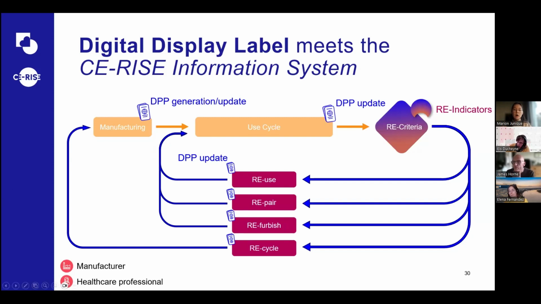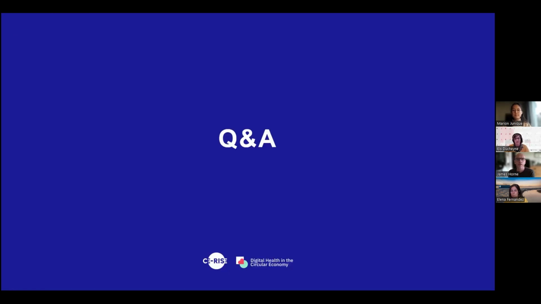So this is a bit what a digital product passport would look like for a digital display label. Of course, it's still very general information, but I hope it could give you a little glimpse of what it could look like. That's all for me. Thank you. Okay, thanks a lot, Marion, and thanks to the presenters as well.